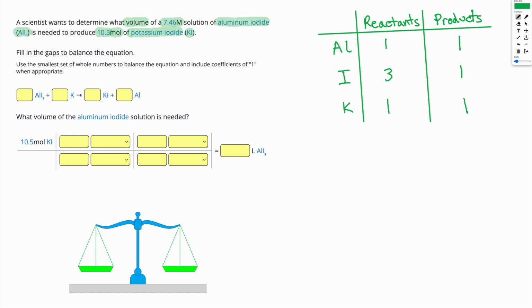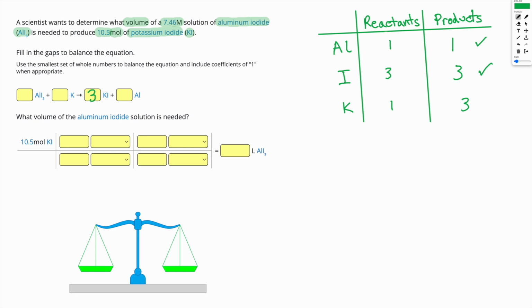Okay, so to start with, it looks like aluminium and potassium are balanced, but iodine isn't. So let's add a 3 here in our product side to see if that fixes it. So I'm going to recalculate. On the reactants, I still have 1 aluminium and 3 iodines and 1 potassium. In the products, I now have 3 sets of KI. So I have 3 potassium and 3 iodine, and I still just have 1 aluminium. Okay. So now it looks like aluminium and iodine are balanced, but K, which is potassium, is not.